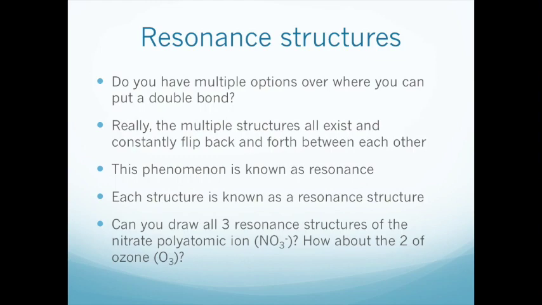Now, sometimes there will be multiple options about where to put a double bond because there will be a number of identical possibilities. In reality, all of these structures exist and flip back and forth spontaneously, and this phenomenon is known as resonance. So it's a thermal effect of quantum mechanics that the structures will randomly switch between each other. Each of the individual structures is known as a resonance structure, and we will start by examining the nitrate polyatomic ion, NO3-.